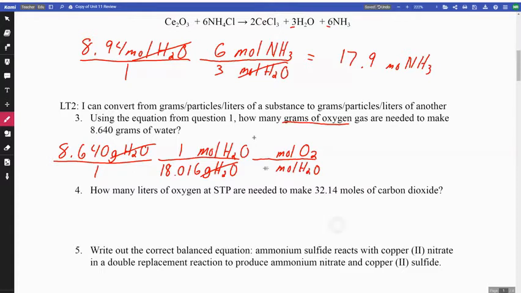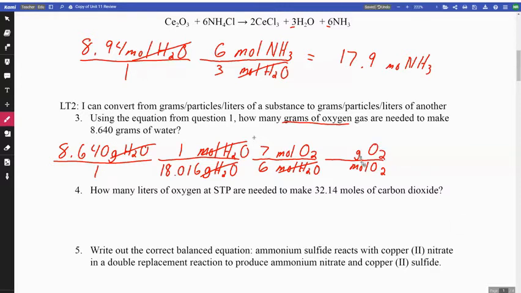So we put those there. Moles of H2O cancel out. We're left with moles of O2. That, again, is not where we want to be. We want to be at grams of O2. So we need another conversion factor. We want to cancel out moles of O2. We can go from moles of O2 to grams of O2. So we put grams of O2 on top.